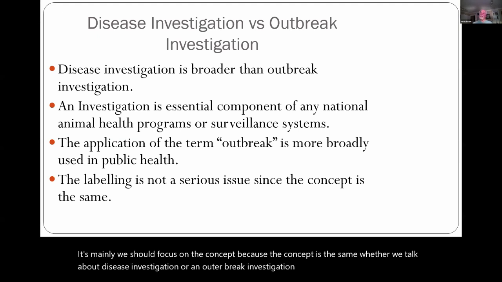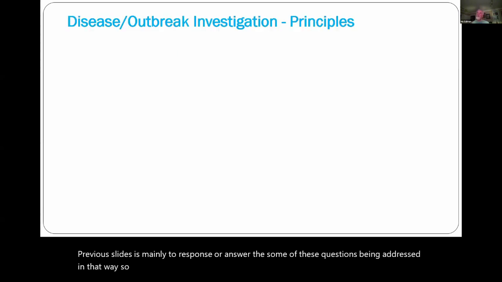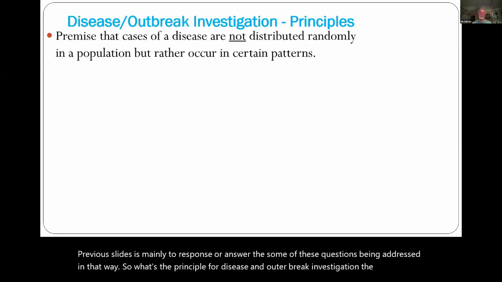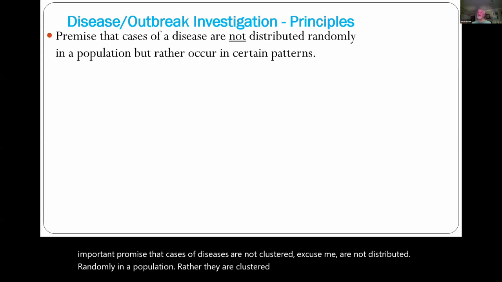As I indicated in the previous slides, it is mainly to respond to or answer some of these questions. So what's the principle for disease and outbreak investigation? The most important premise is that cases of disease are not distributed randomly in a population. Rather, they are clustered by a specific pattern.